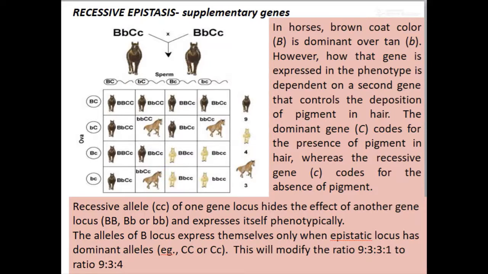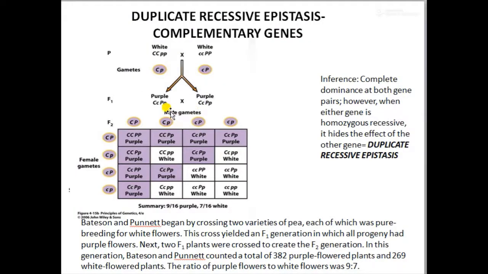So in this case, the violet color, in the case of complementary genes, the trait is produced only if both genes are in a dominant form and only if they interact with each other.